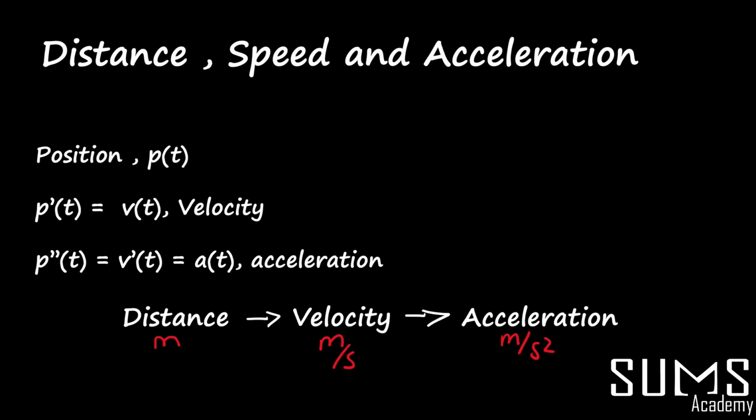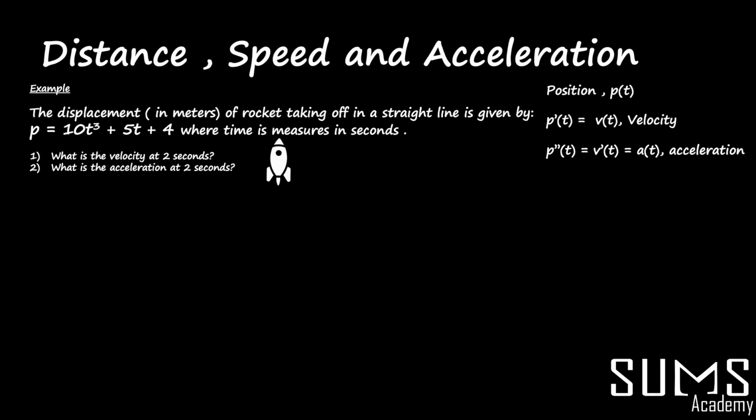Now I'm going to do a real life example to try and give you a clear example of what's going on. So in this example, the displacement in meters of a rocket taking off in a straight line is given by p equals 10t cubed add 5t add 4, where time is measured in seconds. So we need to work out what the velocity is at 2 seconds, and then what the acceleration is at 2 seconds.